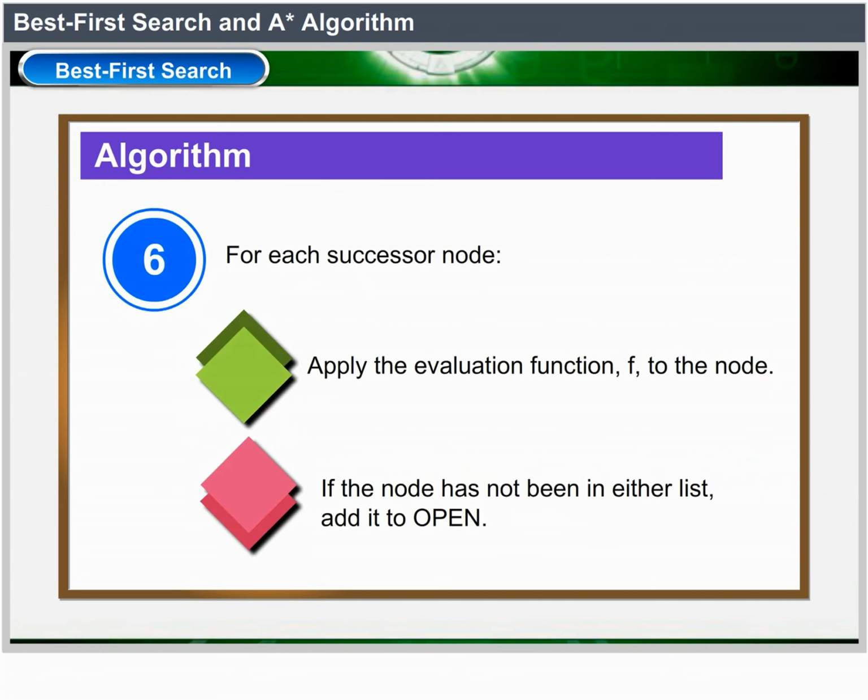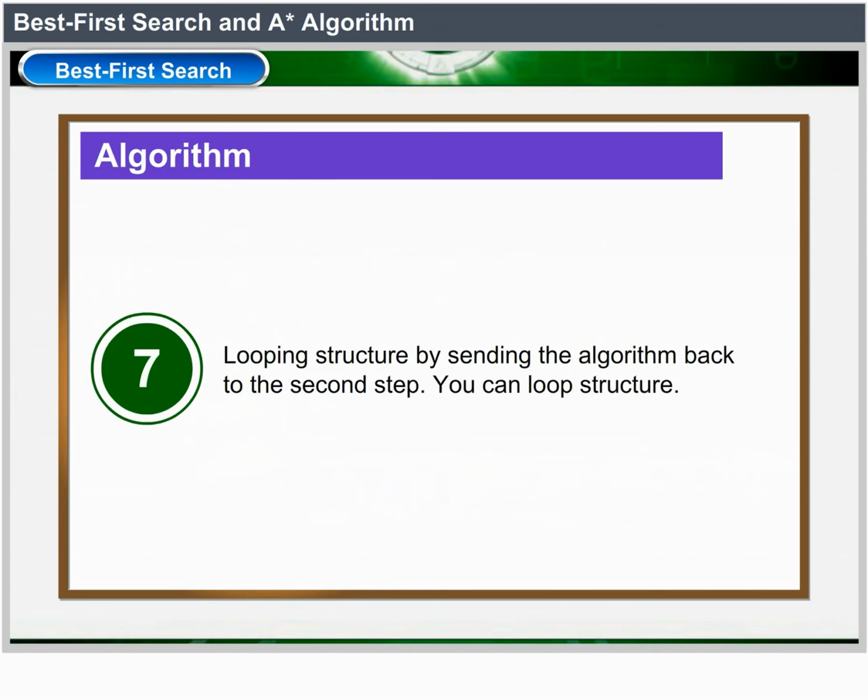For each successor node, apply the evaluation function F to the node. If the node has not been in either list, add it to OPEN. Loop structure by sending the algorithm back to the second step.